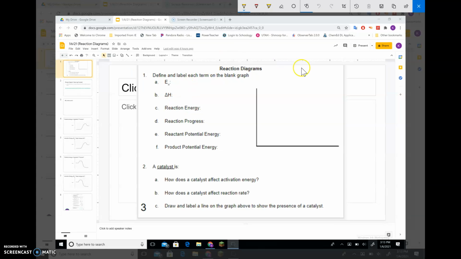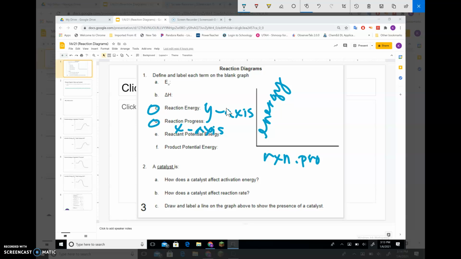Okay, let's continue on with this reaction diagram. Let's talk about C and D. With C and D, all this is talking about is which axis things are on. The reaction energy on C is always going to be on the y-axis. So that's this right here, energy. And then the reaction progress is going to be the x-axis. This is just showing the progression of the reaction, how much time it's taking, because remember, time is always on the x-axis. Okay, so now that we have that done, let's go ahead and talk about number 2.